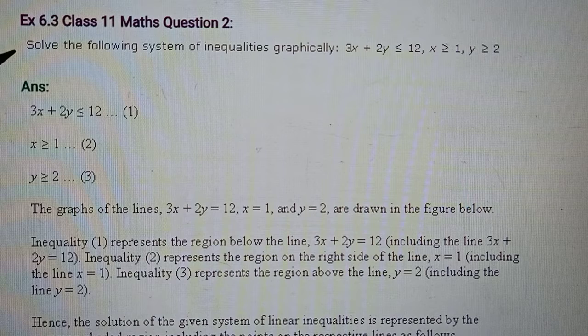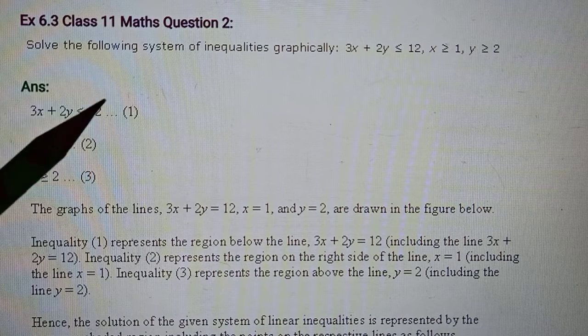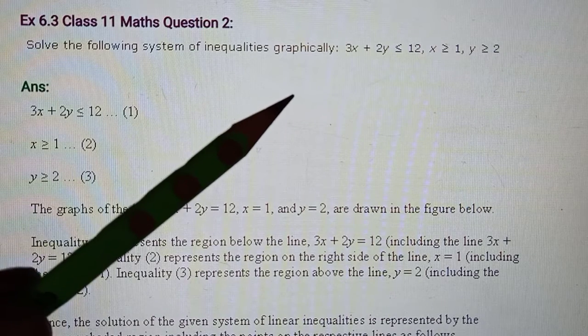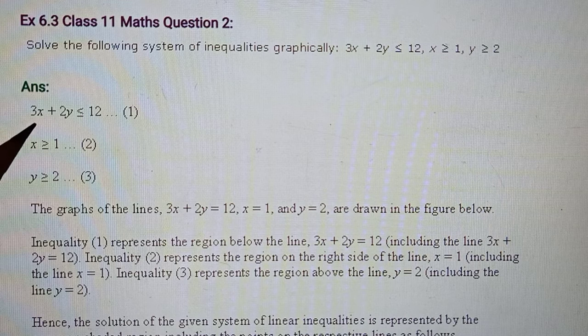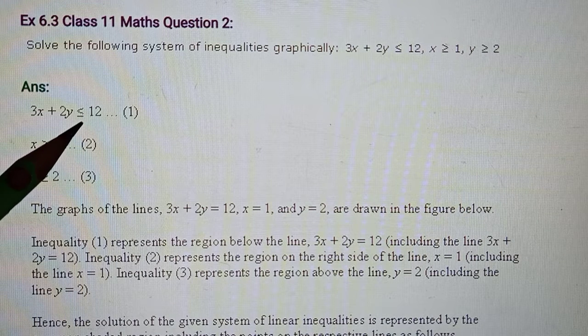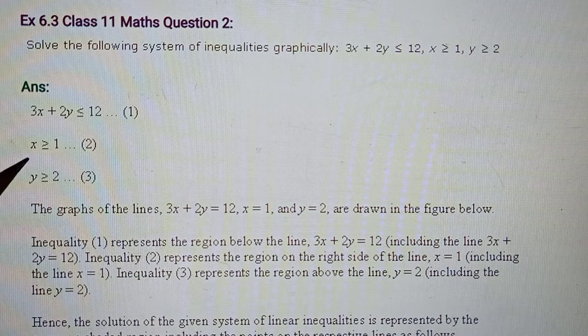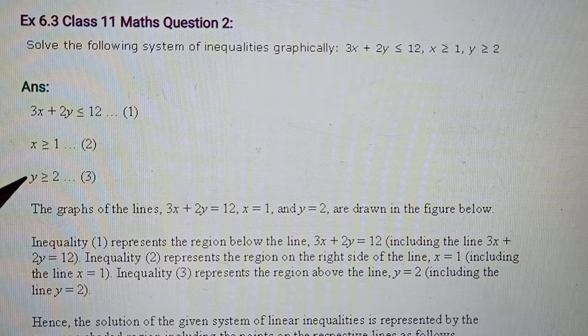So they've given you this system of inequalities. Solve the following system of inequalities graphically. First is 3x plus 2y is smaller than or equal to 12, and the rest are x is greater than or equal to 1, y is greater than or equal to 2. So we know what we have to do.